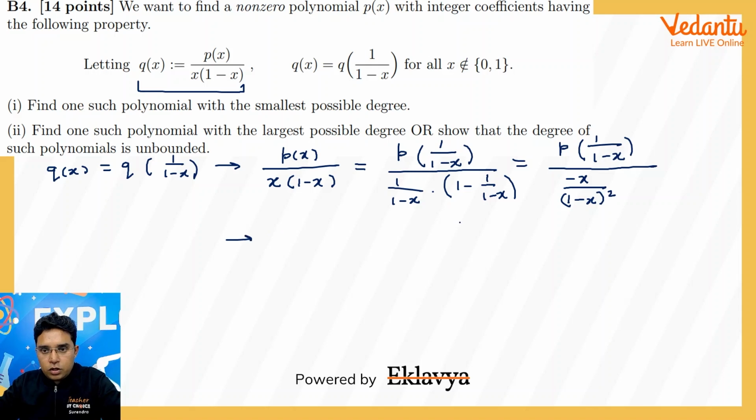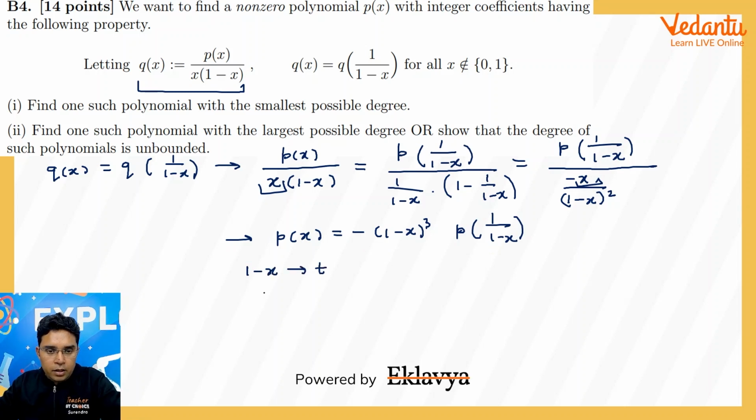So if you do the cross multiplication, first this x will be cancelled. Already x is not equal to 0, so we can cancel it here. And if I do the cross multiplication, we will get P(x) is equal to minus of 1 minus x whole cube into P of 1 upon 1 minus x. Now taking 1 minus x as t, we will get x as 1 minus t here, and this will give us P of 1 minus t is equal to minus of t cube into P of 1 upon t.